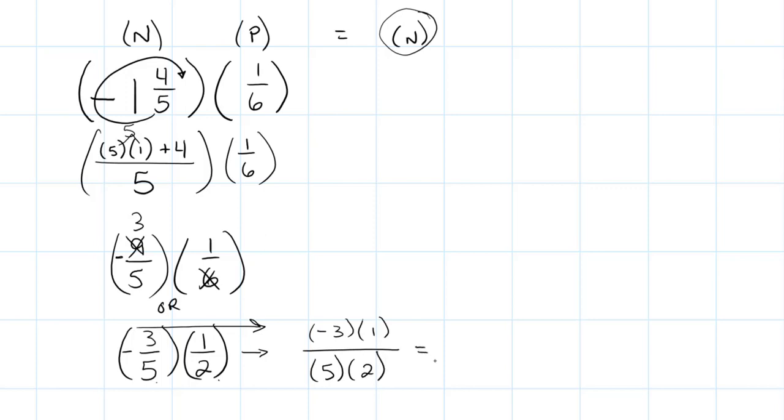All right, what's negative 3 times 1? Negative 3. 5 times 2 is 10. We can go ahead and write this as negative 3/10 or negative 0.3.